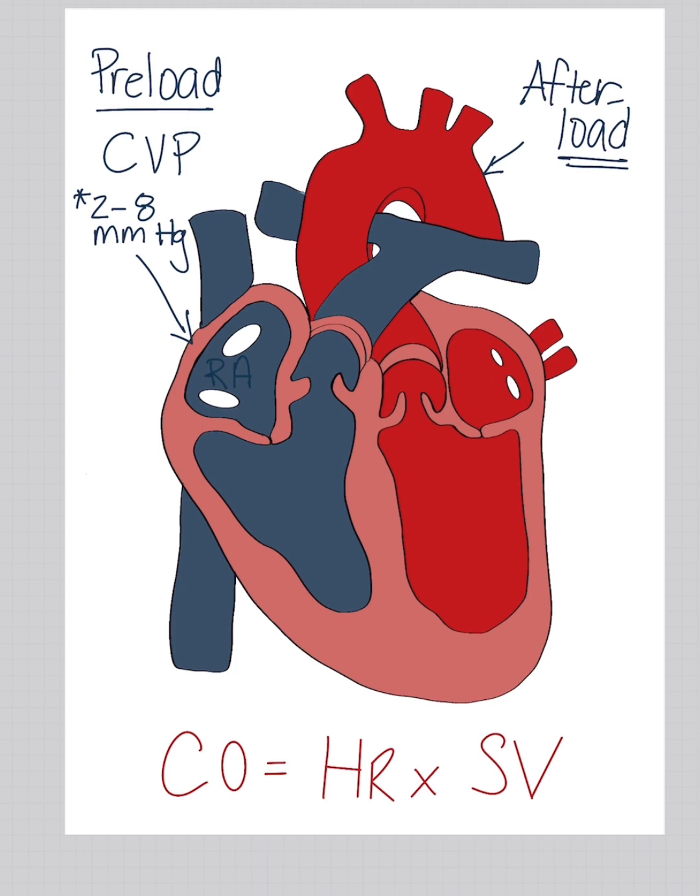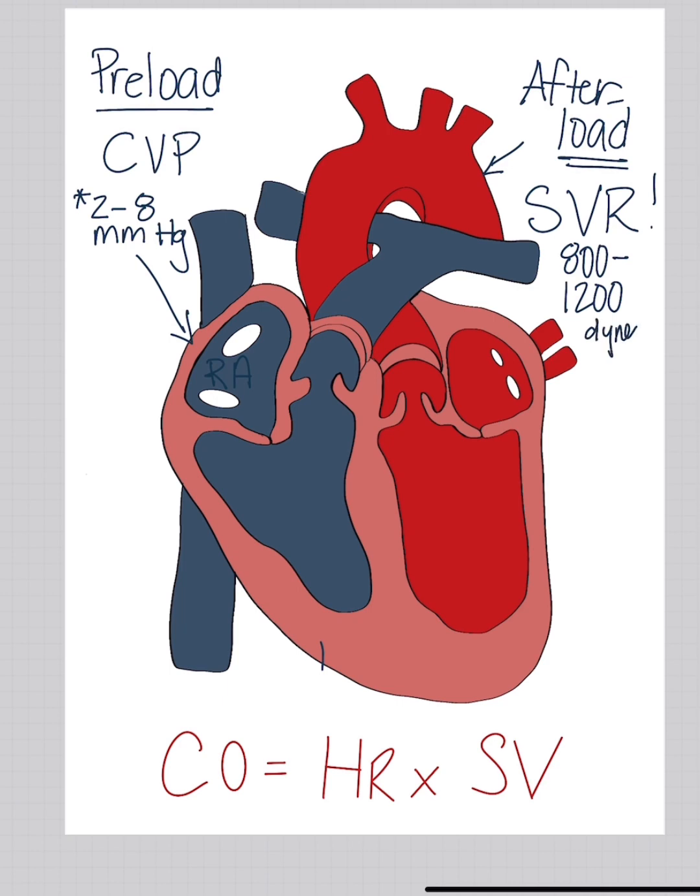Afterload, again, afterload is the amount of pressure that your ventricle has to overcome. And I think about it as my SVR, my systemic vascular resistance. I think about it being the aorta, but it is the whole systemic system, which is the arterial system throughout the body. And too much pressure or too little pressure, so dilation, too much pressure or volume, you're going to have a cardiac output issue.